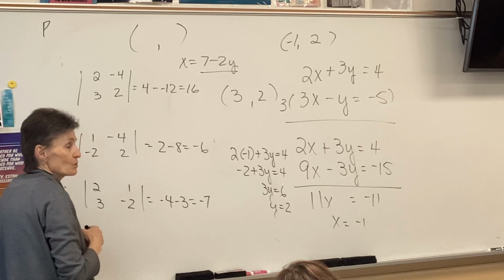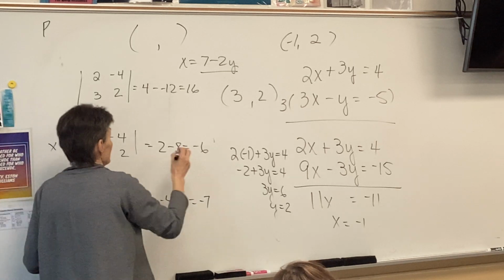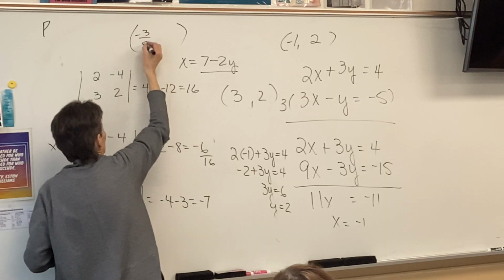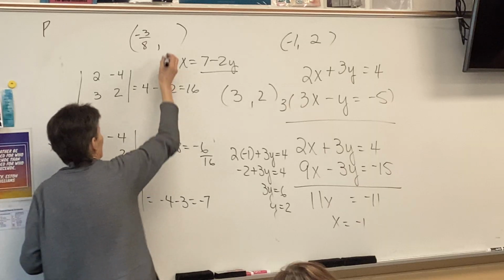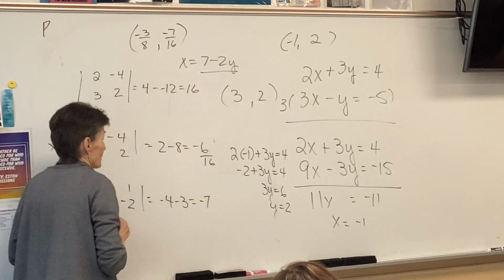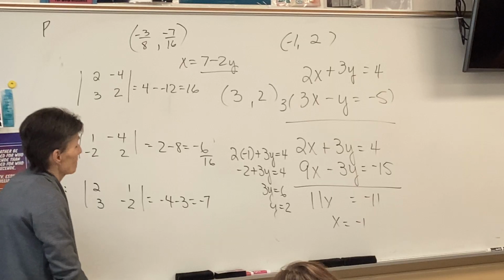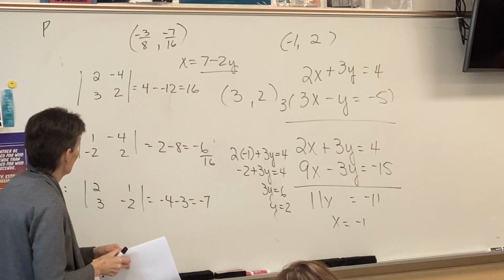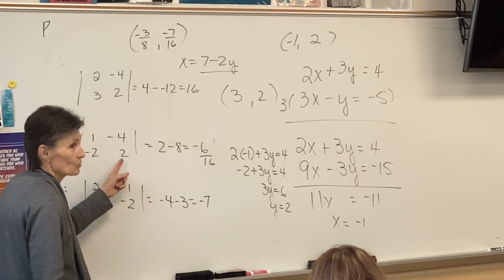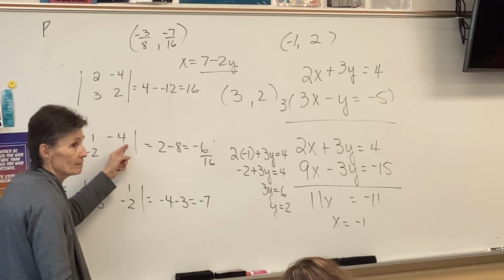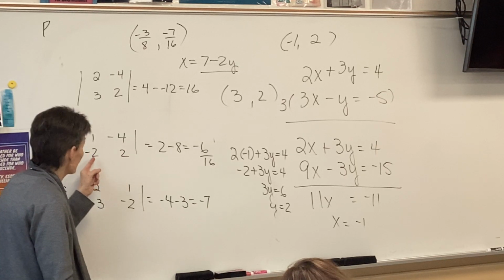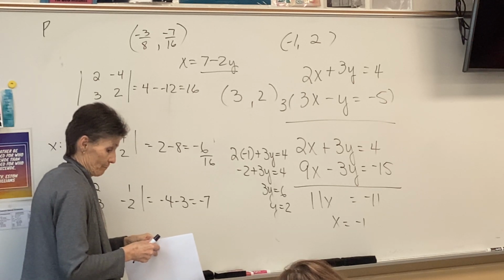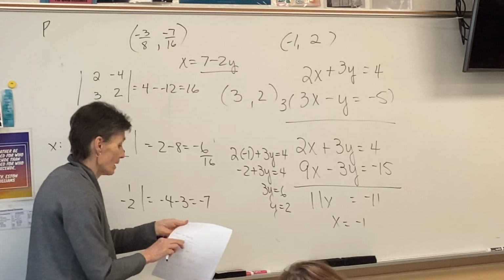So what do I put in the answer blank? -6 over 16, which I'm going to have to reduce. -3/8. And -7 over 16, which does not reduce. For x and y, you add them, you don't subtract them. 2 minus 8. Why is that? Oh, negative times a negative is a positive. All right.